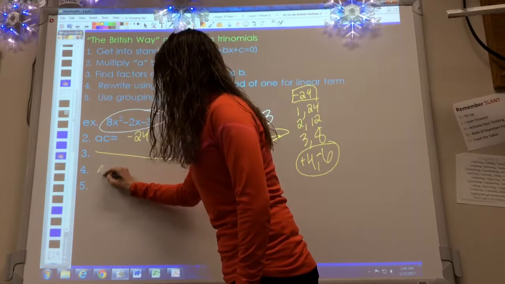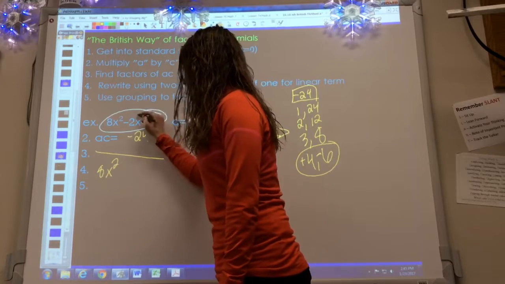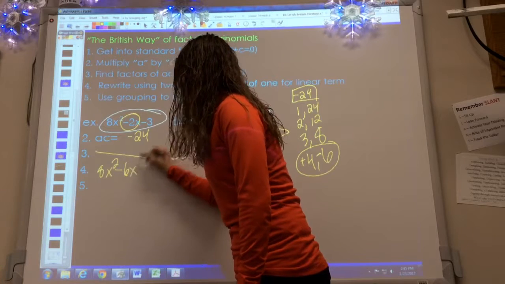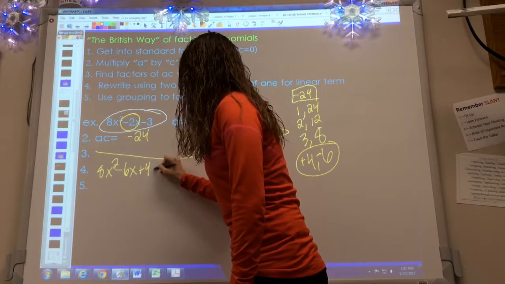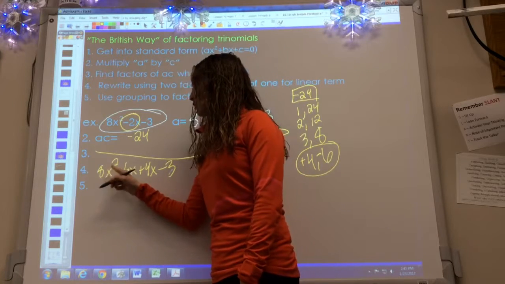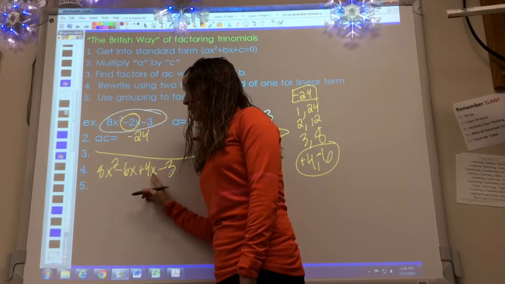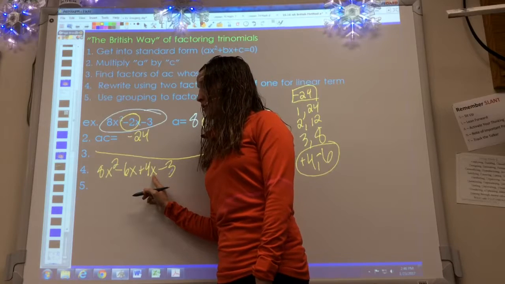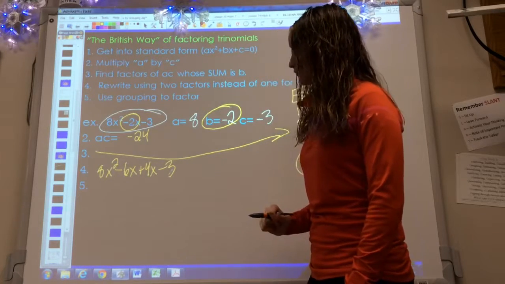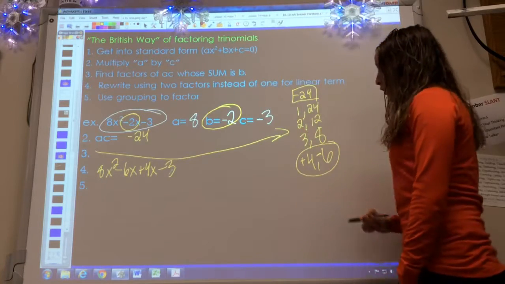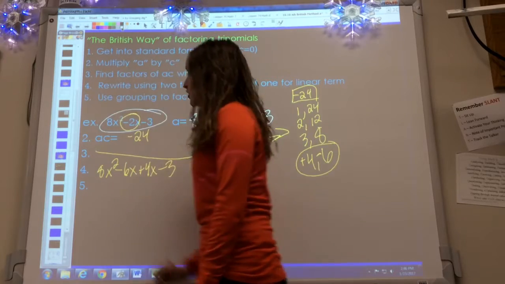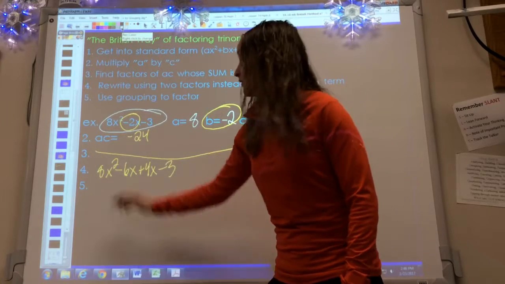Step 4, we rewrite everything the same, inserting our negative values, making sure our middle terms have x's behind them. Now, if the problem was y squared, we would put what after our middle terms? Y. Perfect. And notice we did step 4. Step 5, use grouping to factor. To be able to use grouping to factor, we need to draw parentheses.